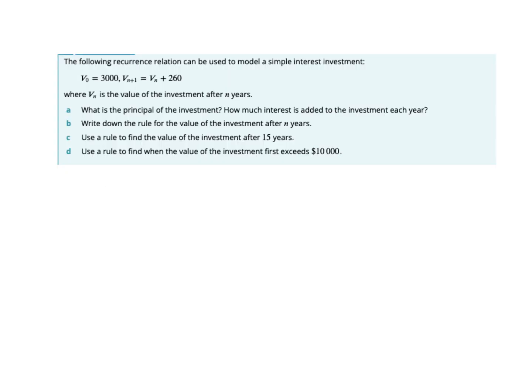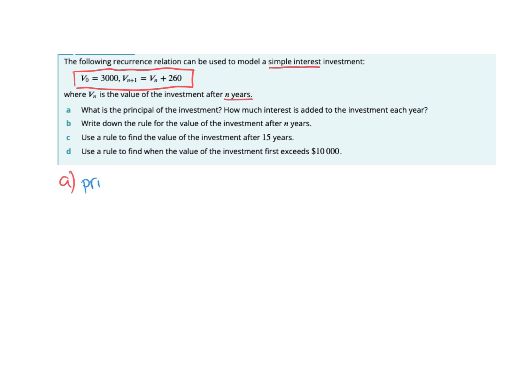Okay, the following recurrence relation can be used to model simple interest. So once again, they're telling me that. And here, this is a recurrence relation because they've put V0 and they've put the Vn plus 1 rule there. They're saying where the investment is after n years. Okay, good. So what is the principal of this investment? How much is added to the investment each year? So let's answer these things.